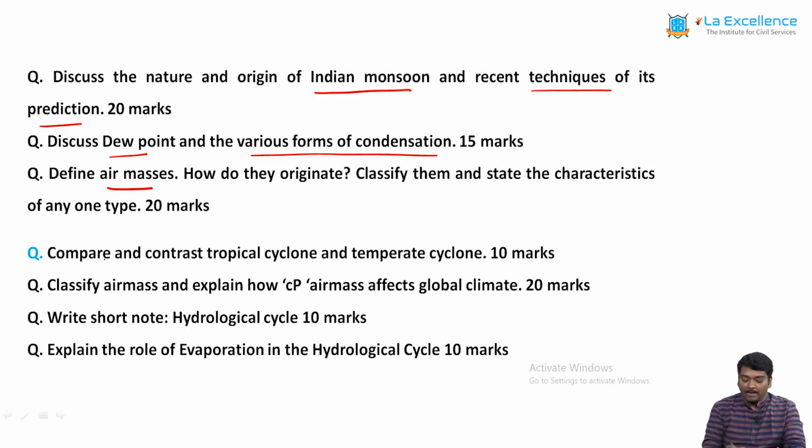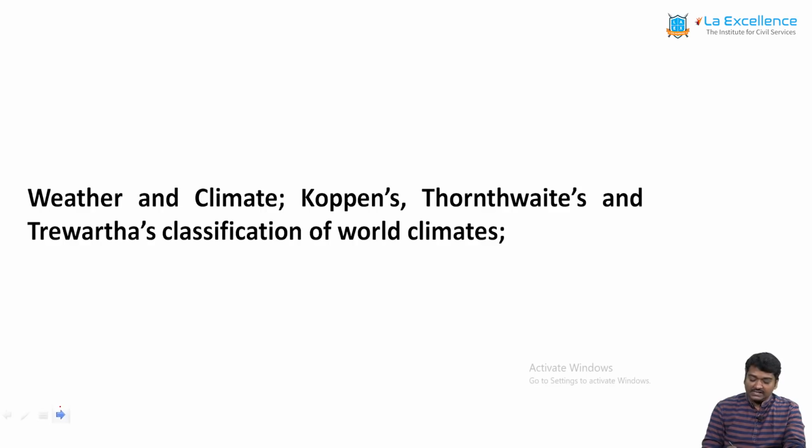Define air mass. Compare and contrast tropical and temperate cyclones. Classify air masses and explain how CP air mass affects global climate. CP is continental polar, which is present over Canada, Eurasia and all. The winds blowing from here normally try to give snowfall till almost 30. Himalayas protect India from getting this snowfall. These things come into picture. Hydrological cycle, direct question. Explain the role of evaporation in the hydrological cycle. You can see how repetitive the questions are.